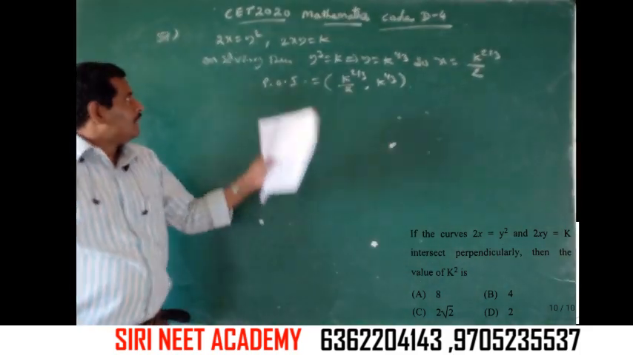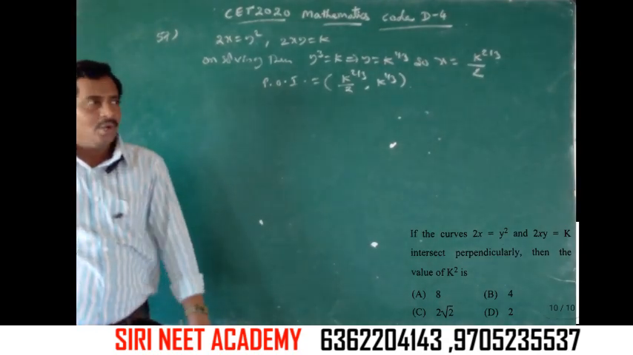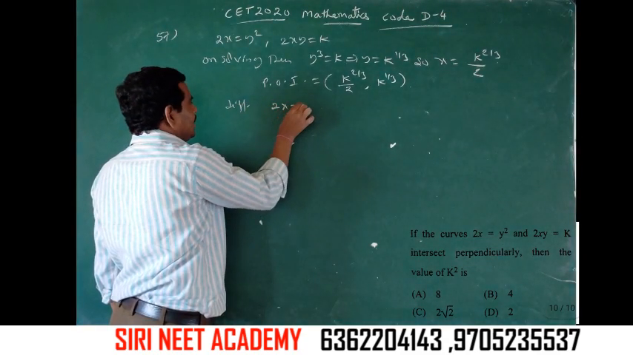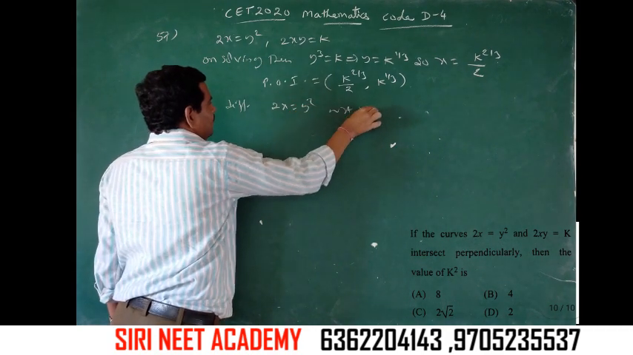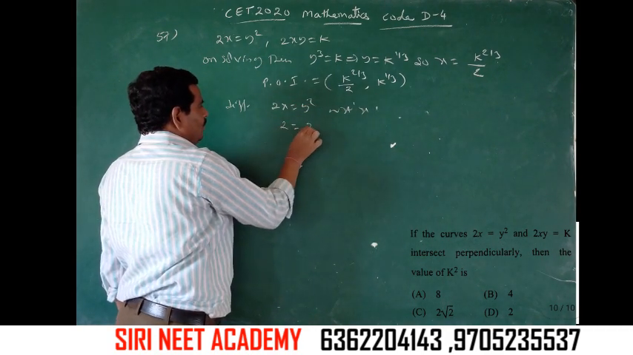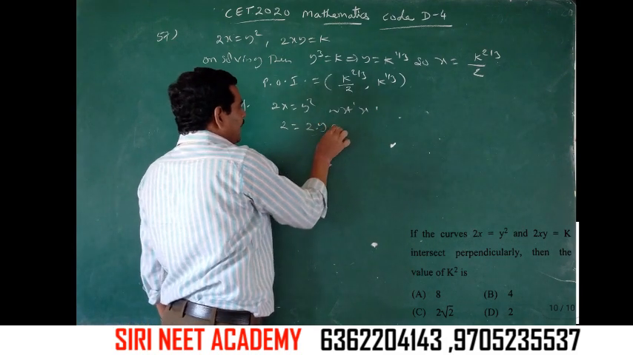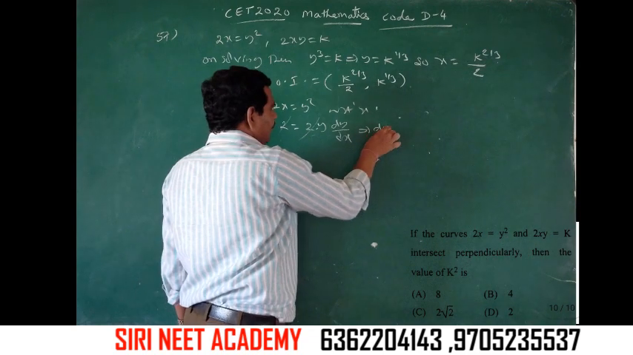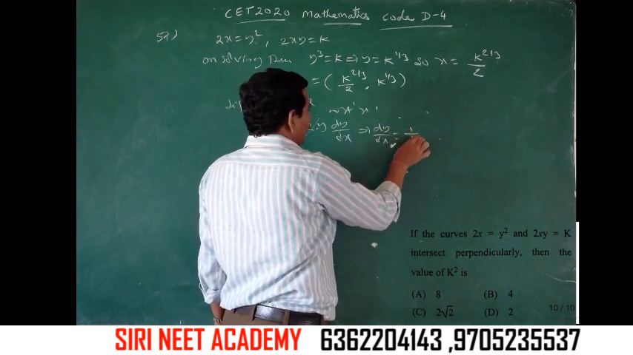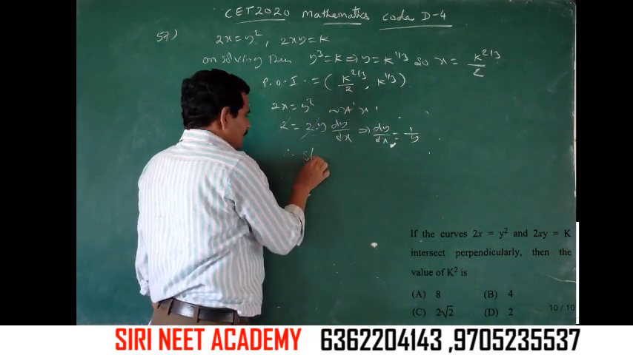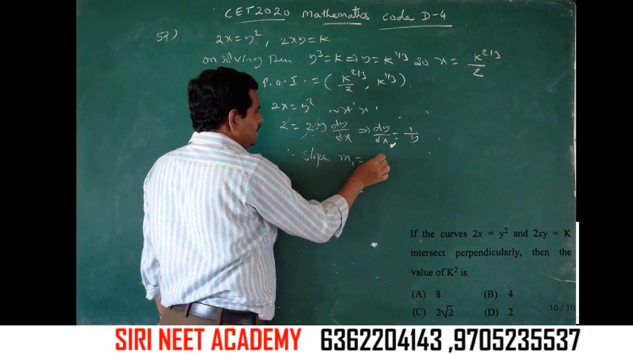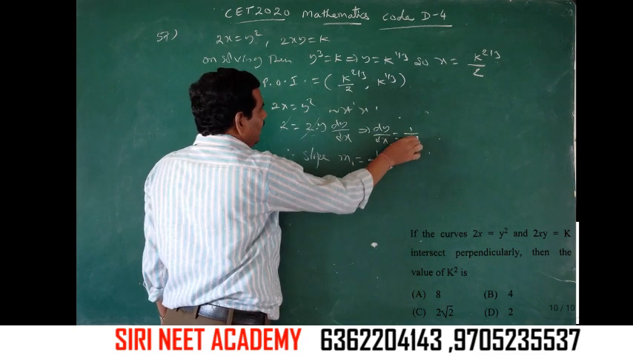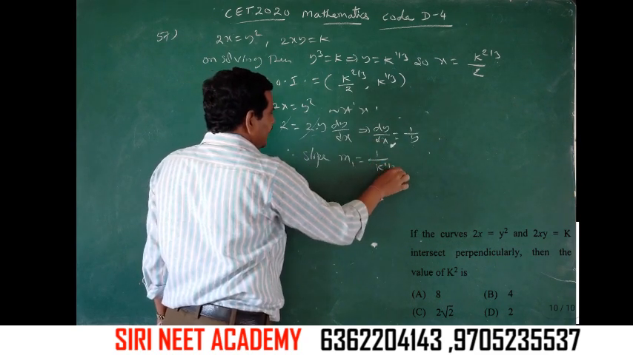Now they are intersecting at right angles, perpendicularly. So differentiating 2x is equal to y square with respect to x, 2 is equal to 2y dy by dx. Cancel these two, so dy by dx is equal to 1 by y. So the slope of tangent m1 is dy by dx at the point of intersection, 1 by k power 1 by 3.